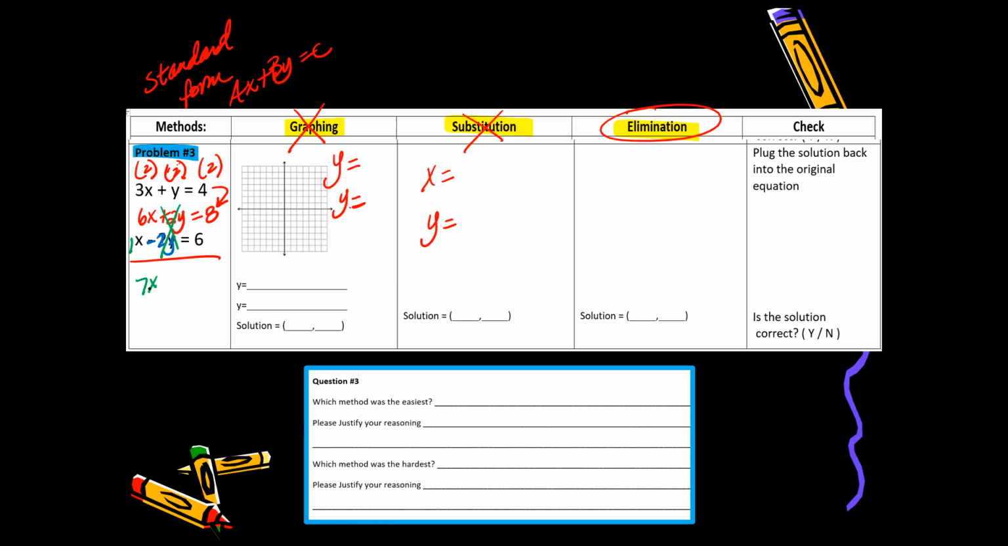6 plus 1 is 7. 8 plus 6 is 14. And when you divide by 7, x equals 2. So if you have x equals 2, that means you need to find y.